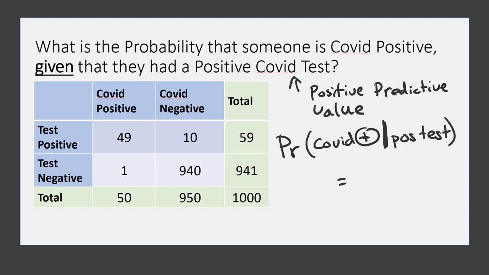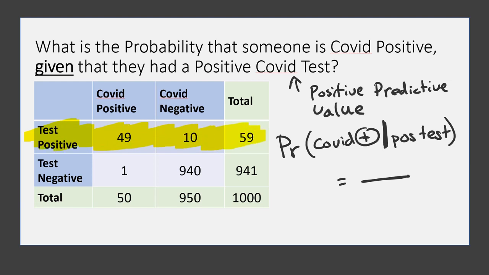So once again, when I do probability, I usually start with a fraction bar, and on the bottom is the total. Right now it's given that they have a positive test, so really I'm only dealing with this data here. The rest of the data is just kind of extra information lying around.